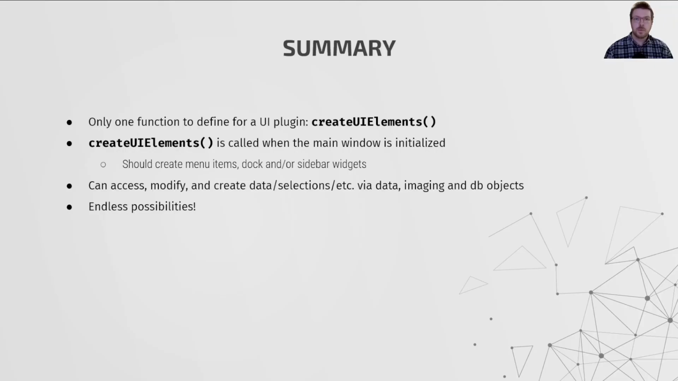Okay, so to summarize, a UI plugin only has one required function called create UI elements. That function is called when the main window is initialized, and it should create menu items, dock, and/or sidebar widgets. A UI plugin can access, modify, and create all kinds of iolite data, meaning there are endless possibilities.